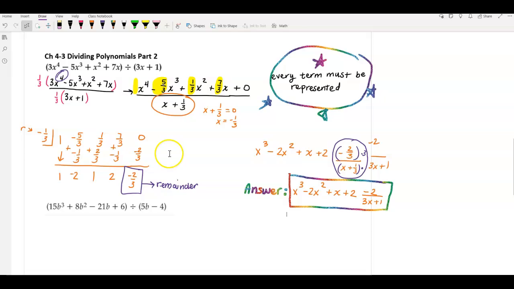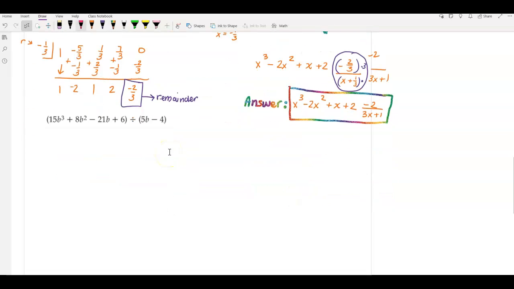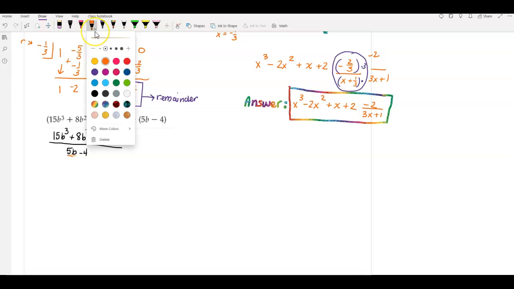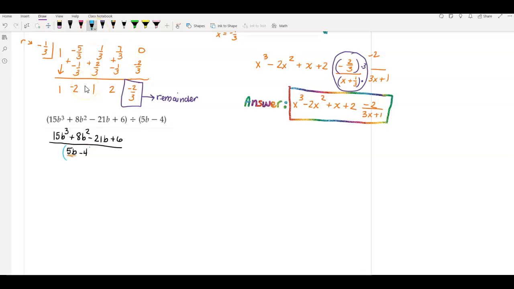All right, one more example just like that. We need to rewrite. So we have 15b cubed plus 8b squared minus 21b plus 6, all divided by 5b minus 4. However, we know that this term right here has to be a leading coefficient of 1. So we need to multiply by its reciprocal. So the reciprocal of 5 is 1/5. If I do it to our denominator, we must do it to our numerator.